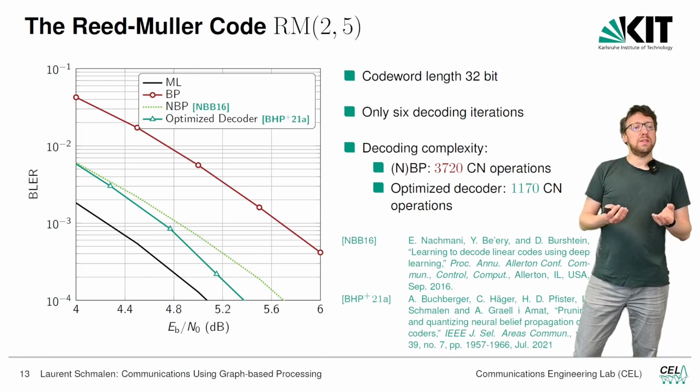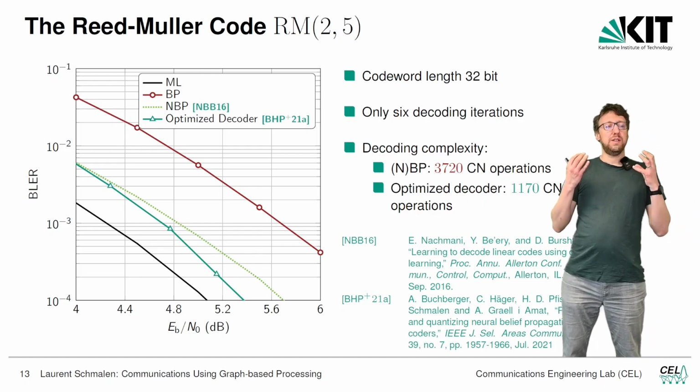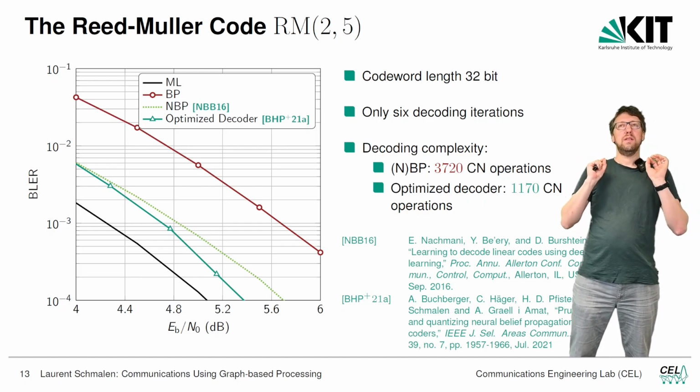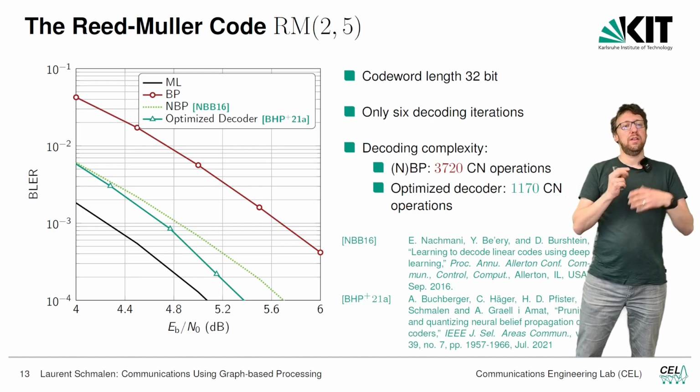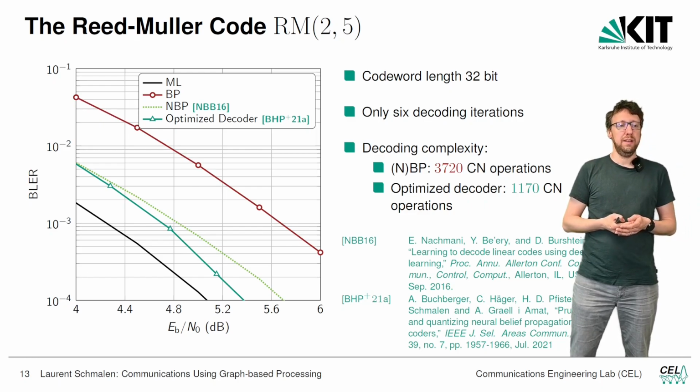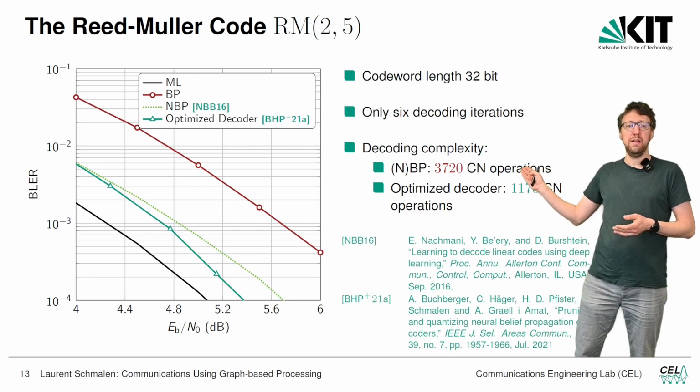Now, what is also astonishing is that because of this pruning, we actually remove all those nodes that are not necessary, that don't contribute to decoding. So potentially we can also reduce the complexity. And this is what we see here.